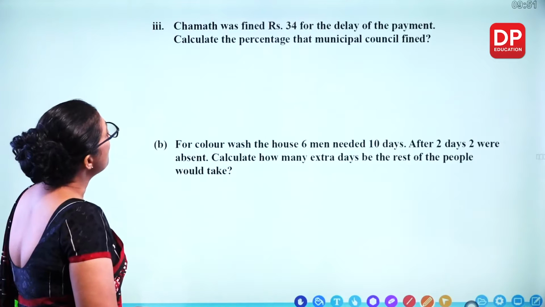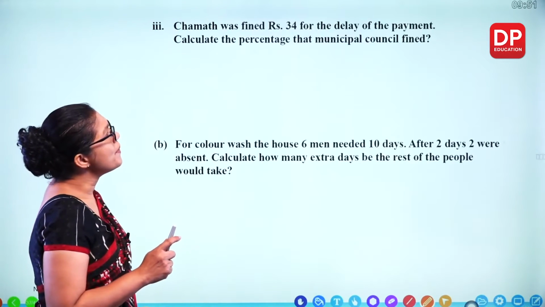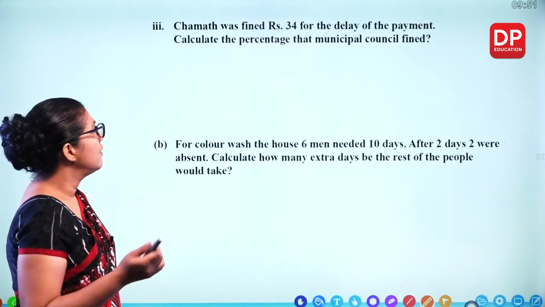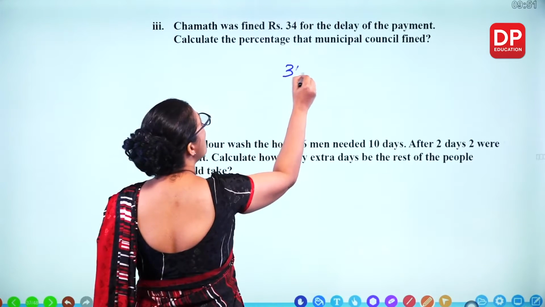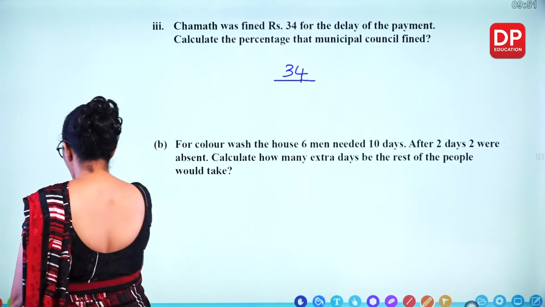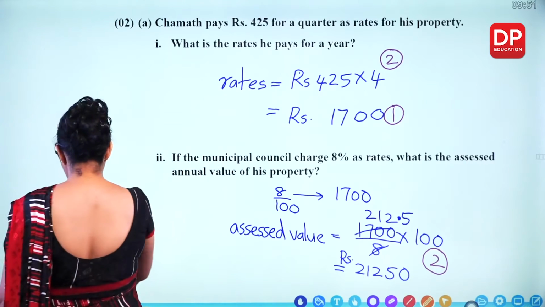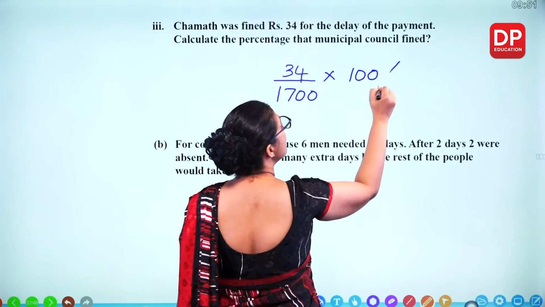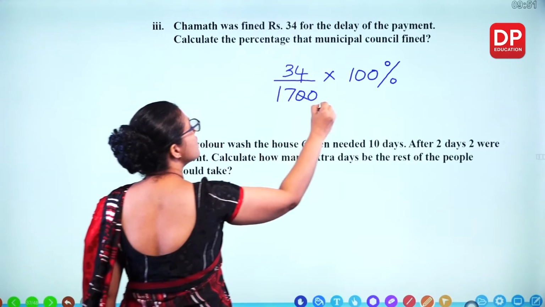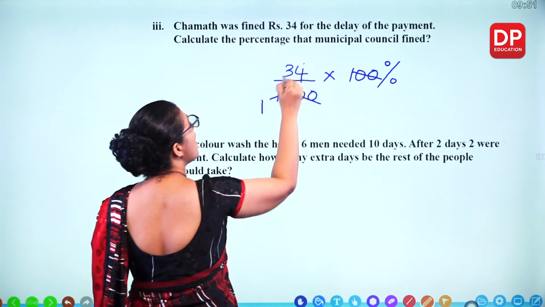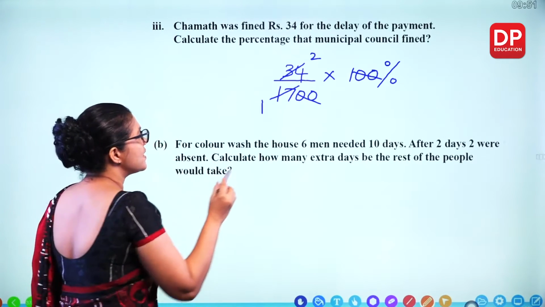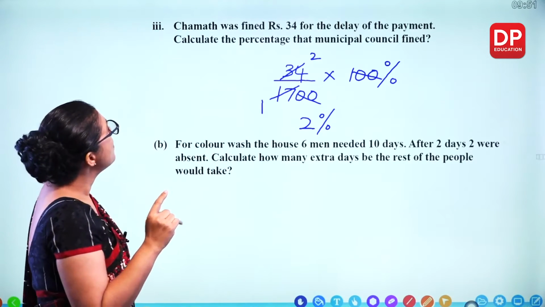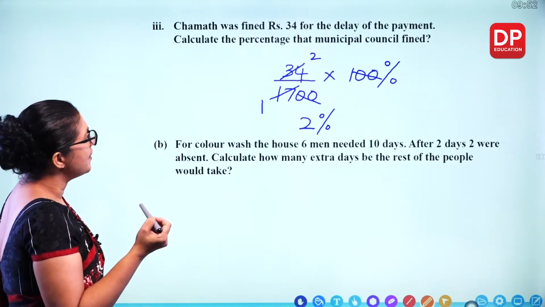Part 3, Chamath was fined 34 rupees for the delay of the payment. Calculate the percentage that the municipal council fined. So charged 34 rupees for 1,700. As a percentage, you need to multiply by 100. 2 zeros get cancelled out. 17 times 1, 17 times 2. So what's the answer? 2%. So that's the percentage value that they fined.